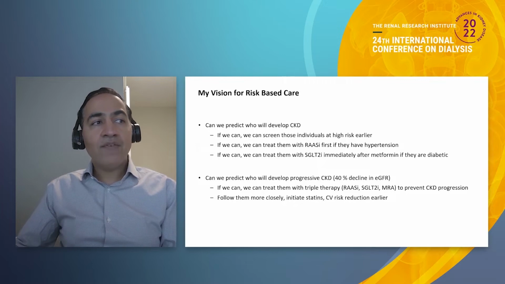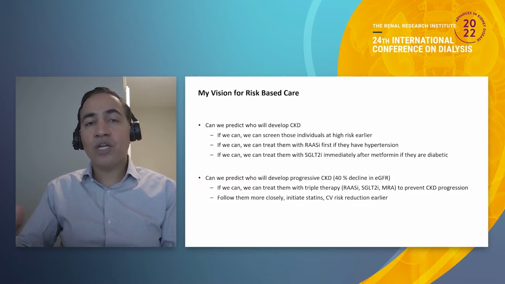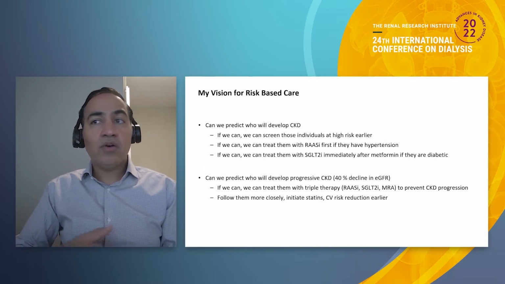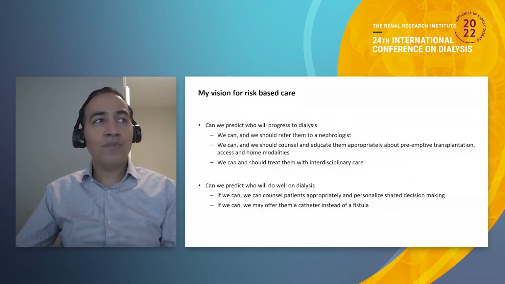Number two, once they have kidney disease, can we predict who will develop progressive kidney disease? By progressive kidney disease, I mean 40% decline in GFR. Here there's a great example where now we have three therapies, triple therapy to treat and prevent CKD progression. So patients who are high risk early on in their course of disease, stage 1, stage 2 disease, get them on a RAS inhibitor, get them on an SGLT2, get them on a non-steroidal MRA, and almost normalize their GFR, prevent CKD progression for a lifetime. And also follow them more closely, initiate statins, do good CV risk reduction.